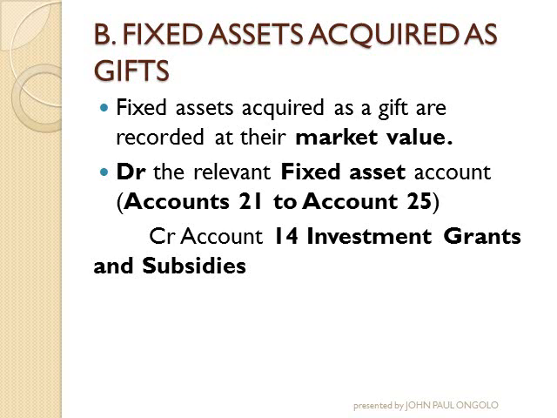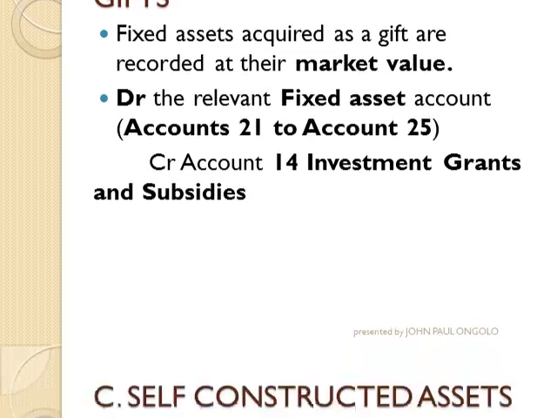The second case is fixed assets acquired as gifts, and these assets are measured at their market value at the date of the transfer of the fixed assets. Remember that as it's a gift, there is no cash or transfer of cash or promise to transfer cash. So they are recorded at their market value at the date of the transfer. To be able to record fixed assets acquired as gifts in the financial statements, we are going to debit the relevant fixed asset account and credit the relevant account 14 investment grants and subsidies.